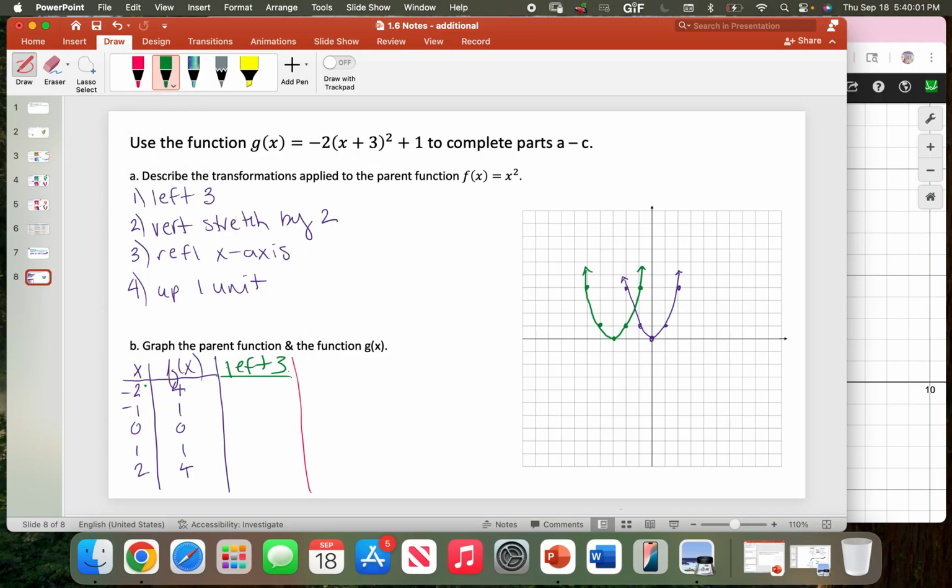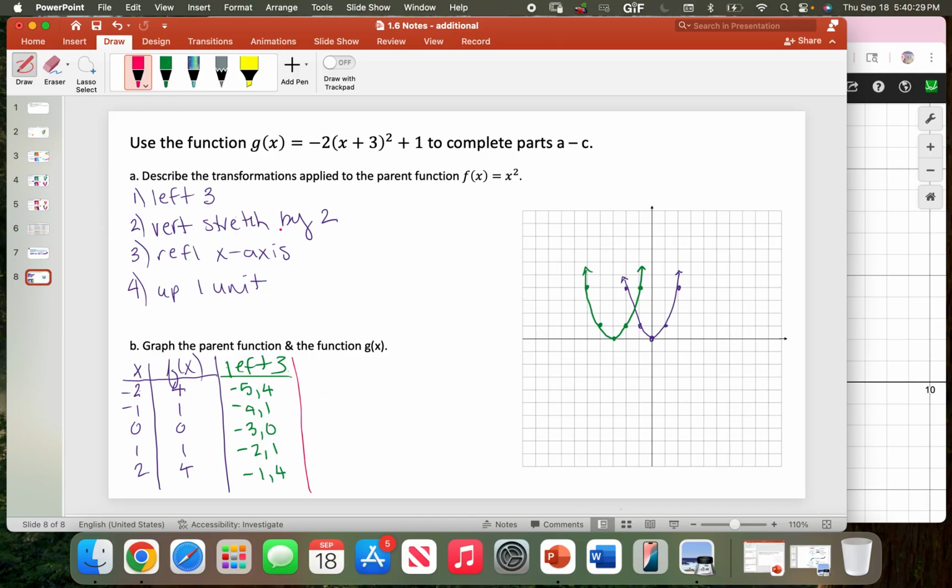Okay, and if you want to know what the coordinates are going to be, moving to the left 3 only affects the x value, right? So this should be at -5, 4. This should be at -4, 1. This should be at -3, 0. This should be at -2, 1. And then this should be at -1, 4.